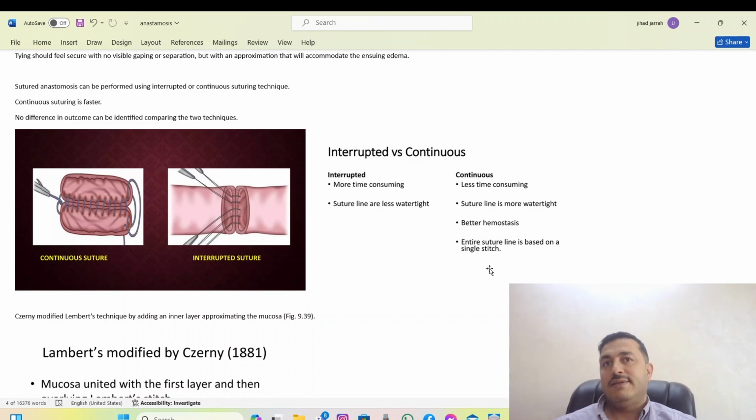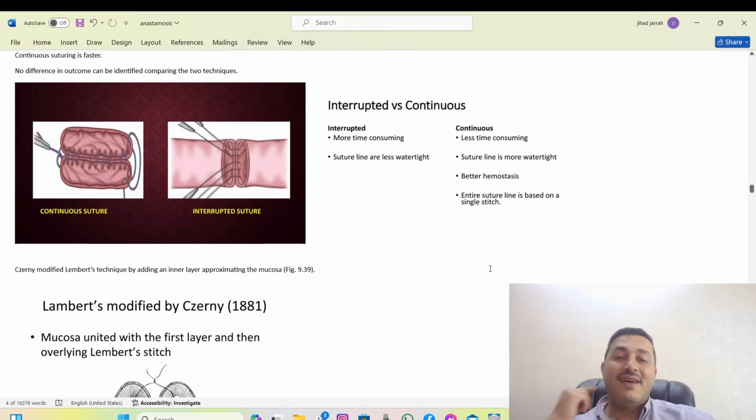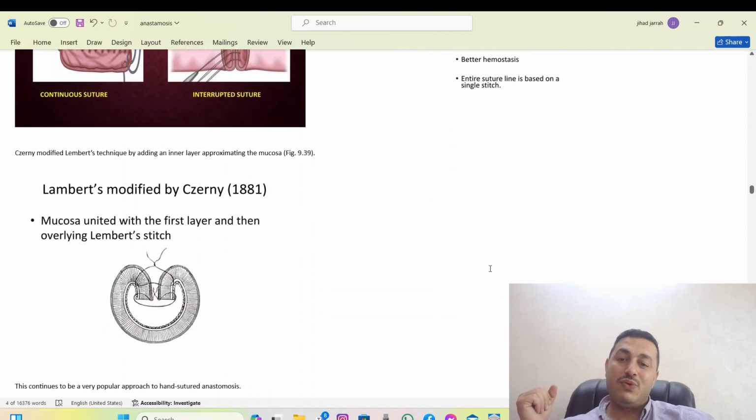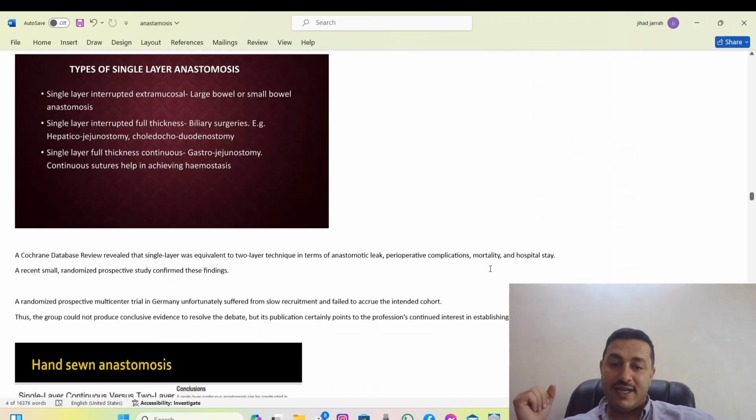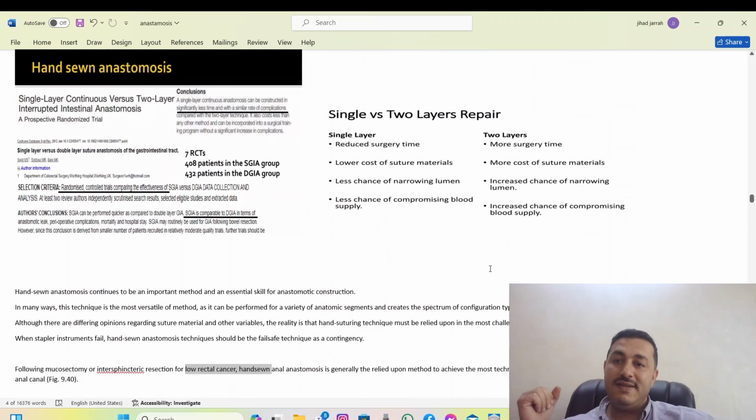I know that you are waiting for one classic piece of information to remember, but unfortunately science is not like that, and I know that you know that. So these are the general concepts when we are talking about sutured anastomosis. What else can we see?